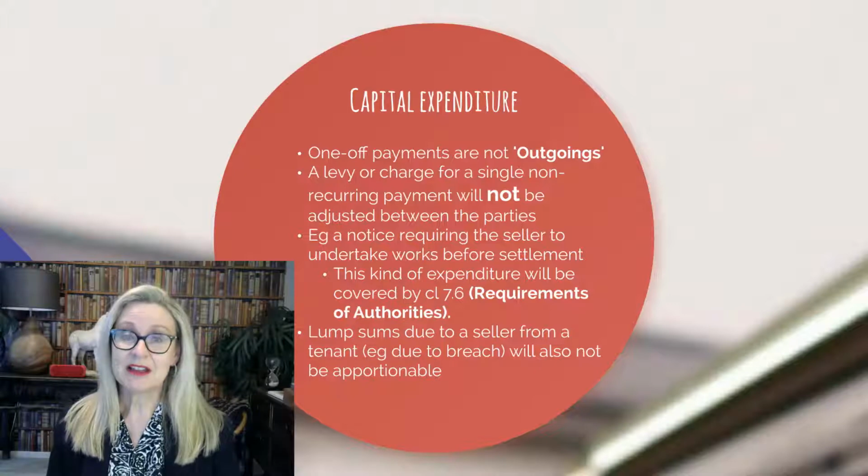Equally though, lump sums that are payable to a seller from a tenant, for example, monies payable for the tenant being in breach, will also not be apportionable. So I guess it's a swings and roundabouts kind of thing. Where there are one-off payments that are due, like for works, the seller's going to have to take care of those. But if there is money payable to the seller pre-settlement, for things like tenancy disputes and so forth, then they won't be apportionable either.